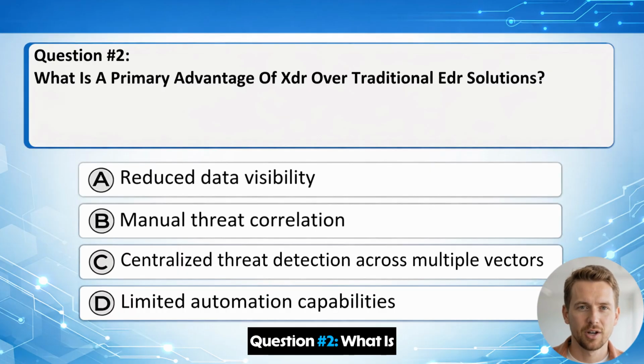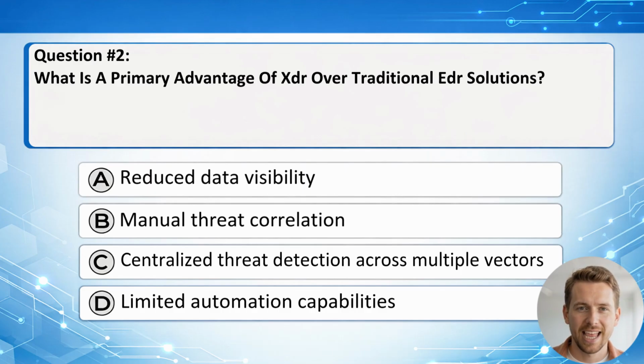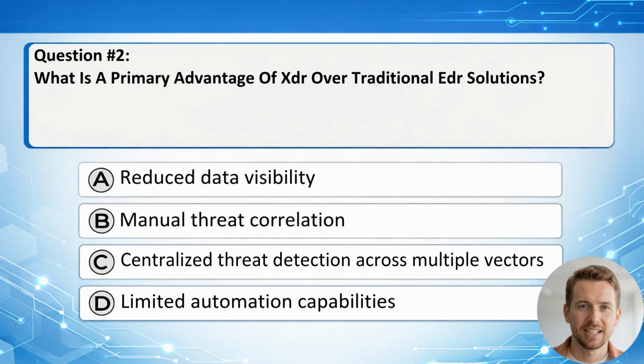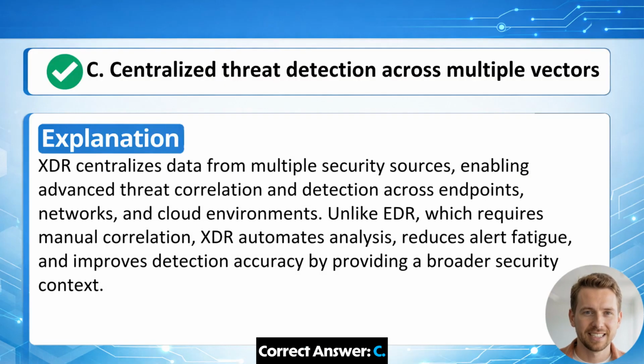Question number 2. What is a primary advantage of XDR over traditional EDR solutions? A. Reduced data visibility. B. Manual threat correlation. C. Centralized threat detection across multiple vectors. D. Limited automation capabilities. Correct answer, C. Centralized threat detection across multiple vectors.